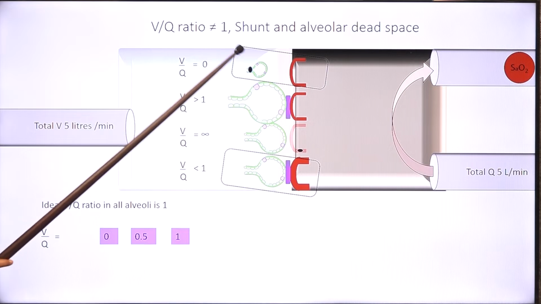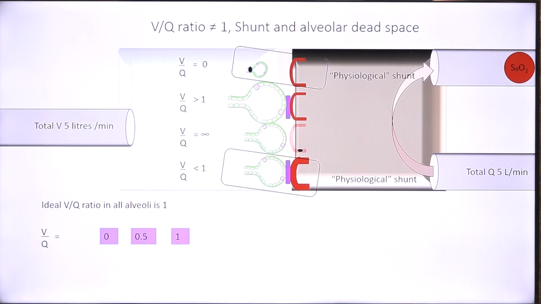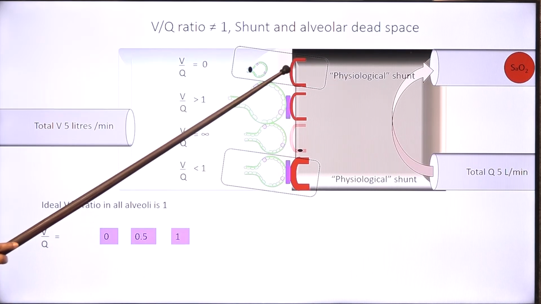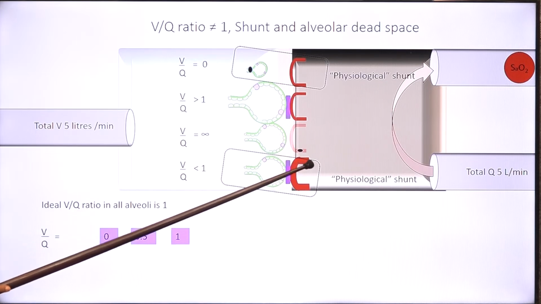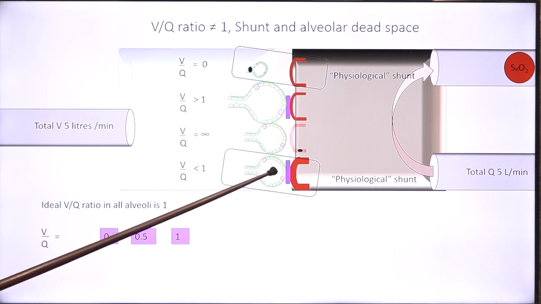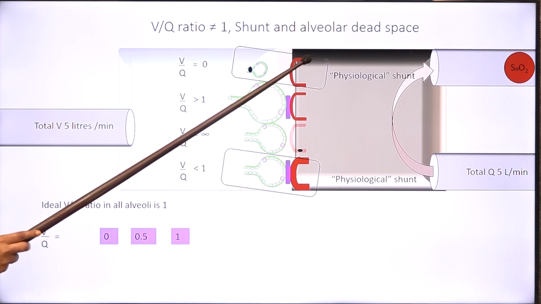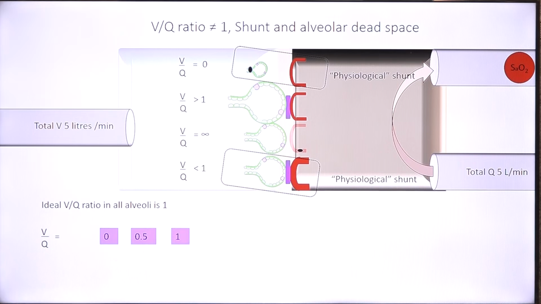So, these cases where the VQ ratio is either 0 or less than 1 are referred to as physiological shunt, where the blood that goes in is actually not participating in gas exchange. There is extra blood going here to an alveolus that is normally ventilated. Here there is normal amount of blood going to an alveolus that is not ventilated at all. So, both these cases where VQ ratio is less than 1 is referred to as physiological shunt.